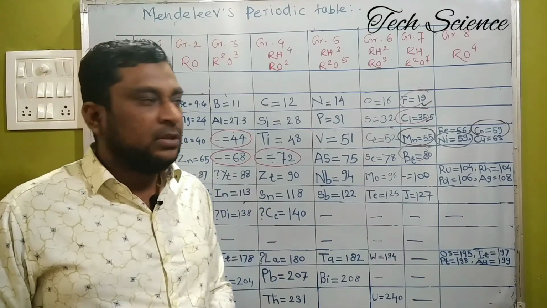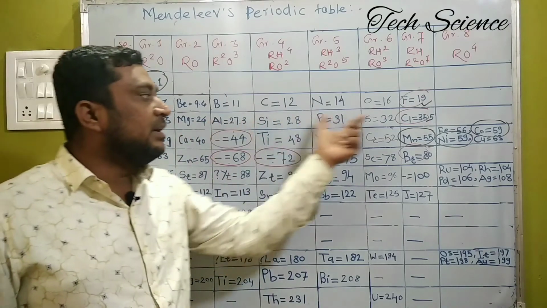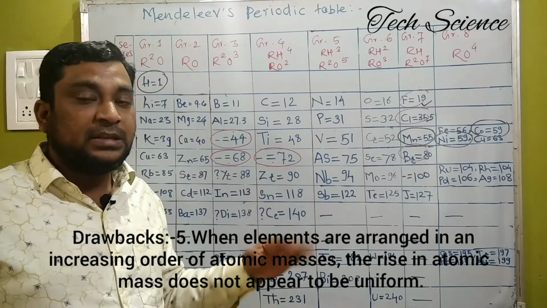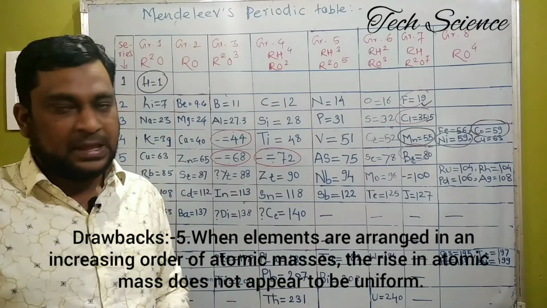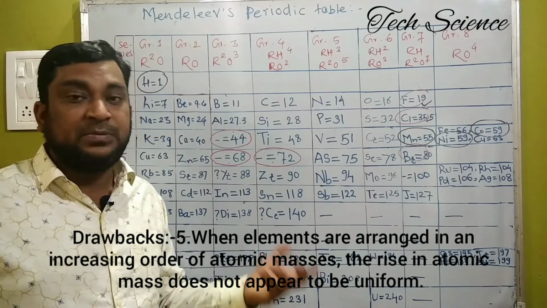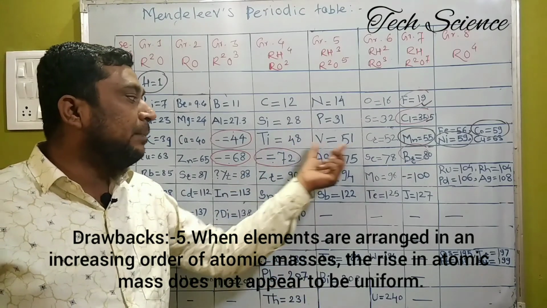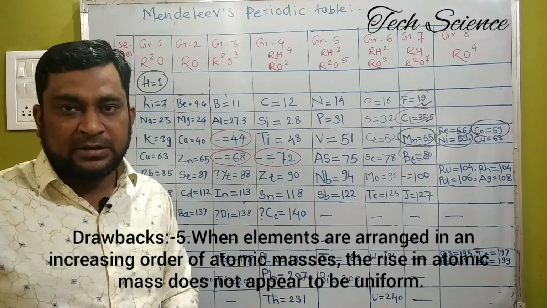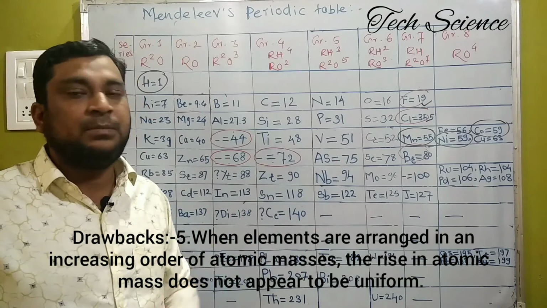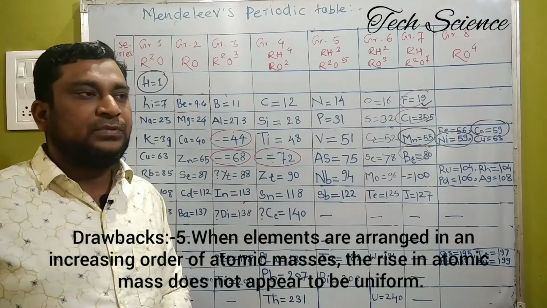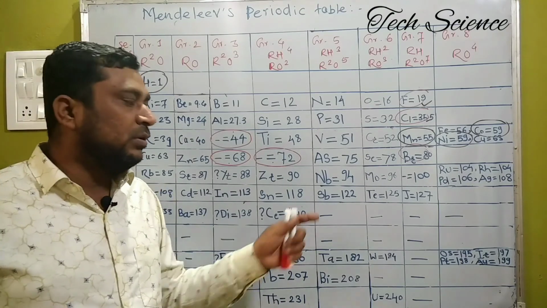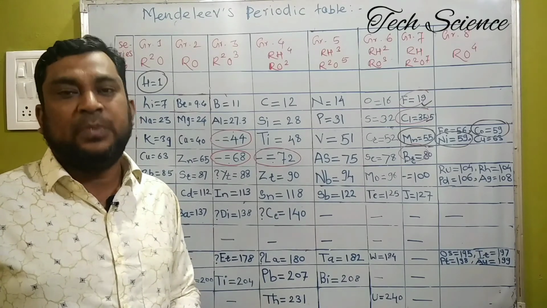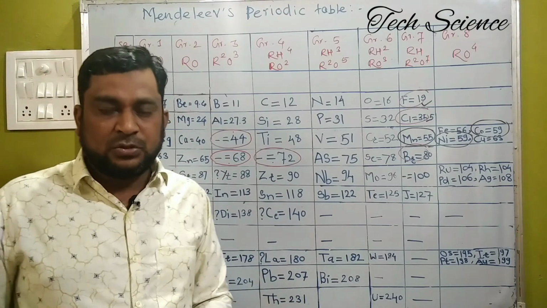And the last drawback is what? The elements are arranged in the increasing order of their atomic masses. If you observe this increasing order, you find that it is not uniform. This means there may be a possibility that there is too much of a gap in the increasing atomic mass numbers. So there may be elements that are not yet discovered, and if they are discovered, how can you place them in between these? This is also a question. If the rise in atomic mass number is not uniform, then there may be elements still to be found in nature, although they are yet to be discovered. Such problems are also not solved by Mendeleev.